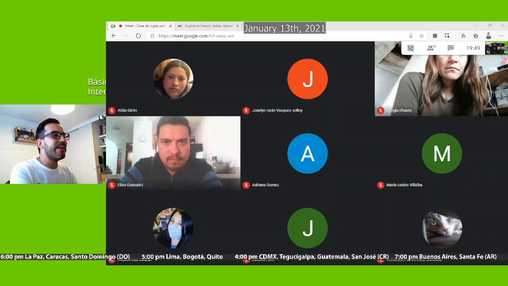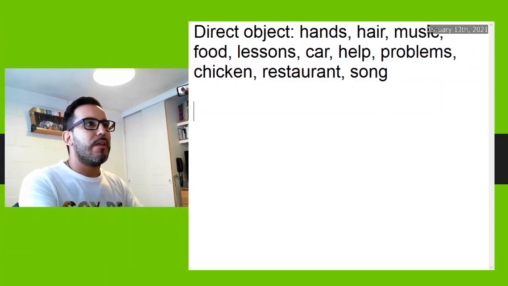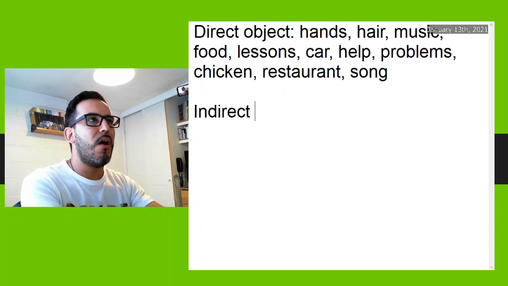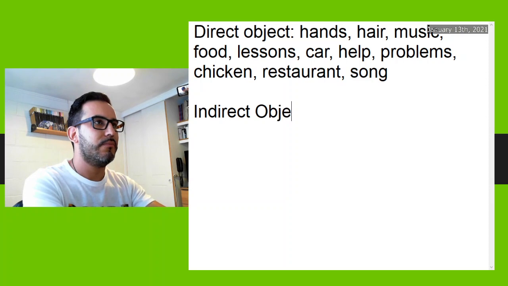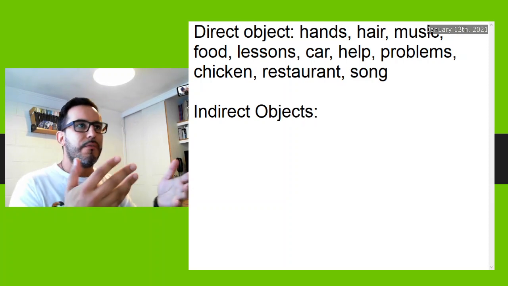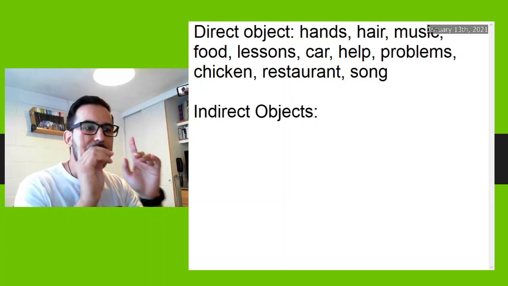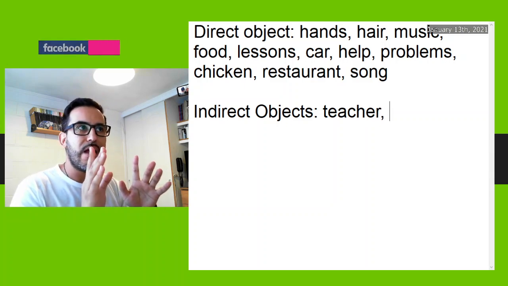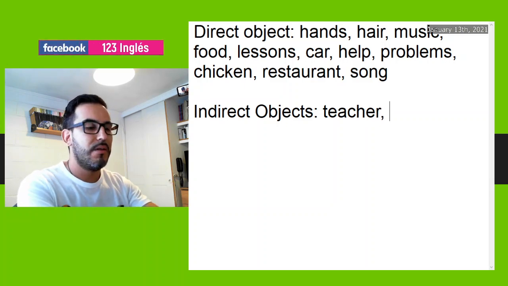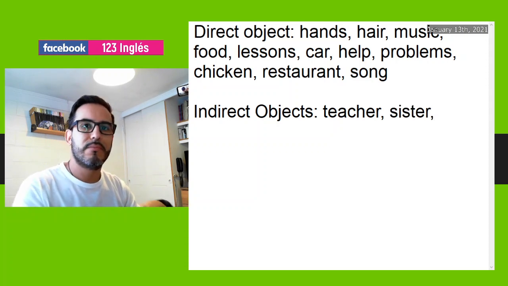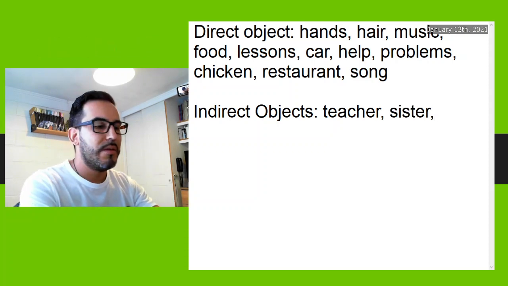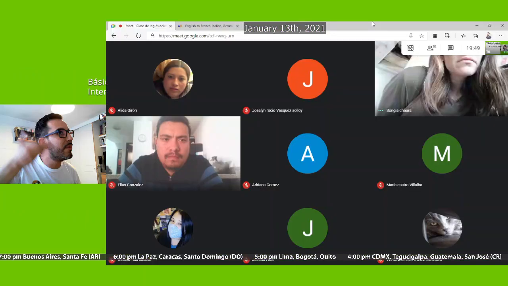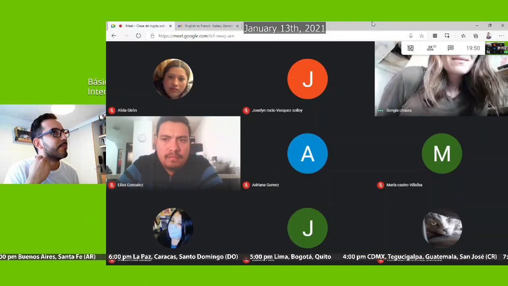Okay, a direct object. Now, examples of indirect objects. For example, teacher. Okay, the teacher is an indirect object. Sister, also an indirect object. Sorry? Can you speak louder? I cannot hear you.